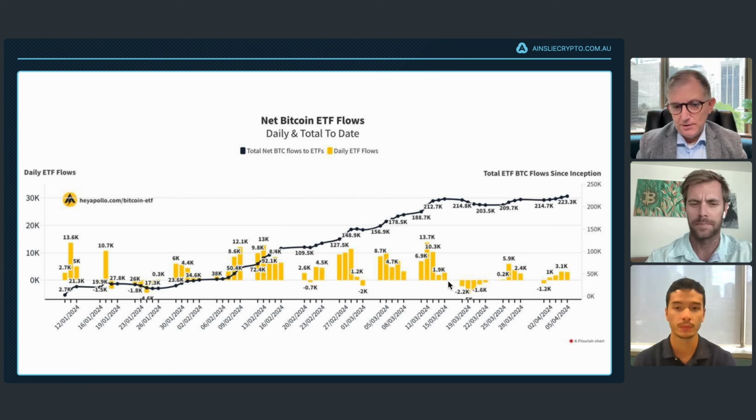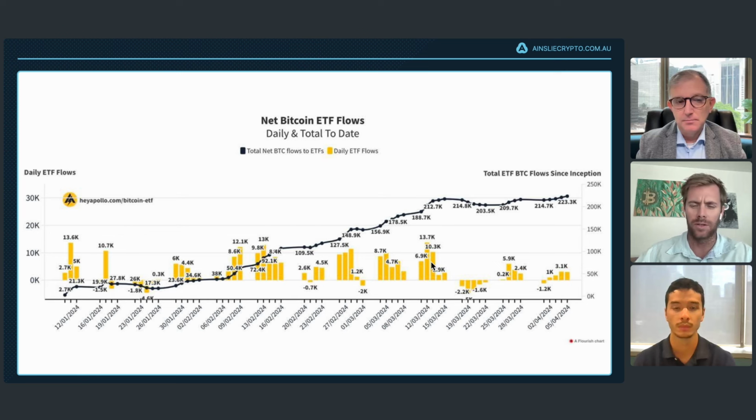I really find this quite fascinating that we only see such short periods of outflows and then business as usual with the money still flowing in. The market really hasn't been shaken at all by any of this, has it?